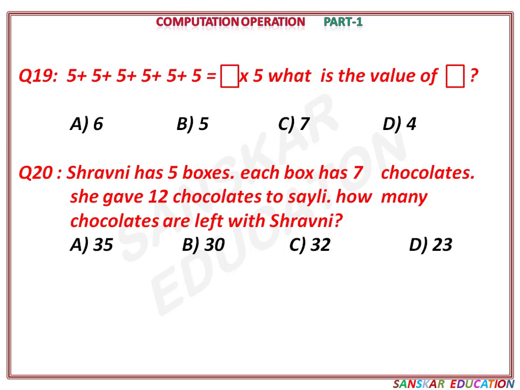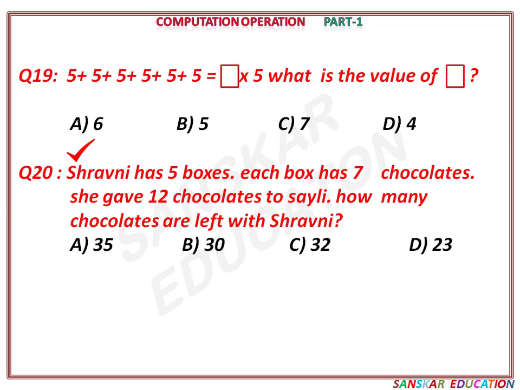Next question. 5 plus 5 plus 5 plus 5 plus 5 plus 5 equals to box into 5. What is the value of box? Options are 6, 5, 7, 4. Option A is the correct answer.